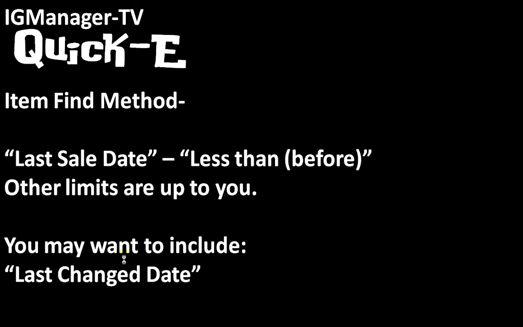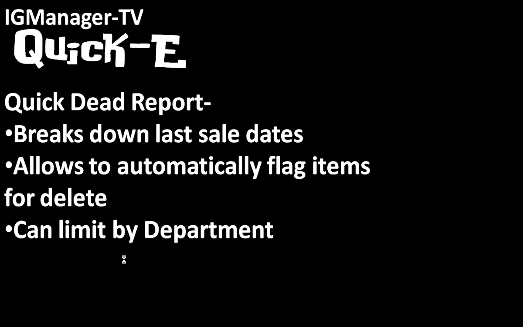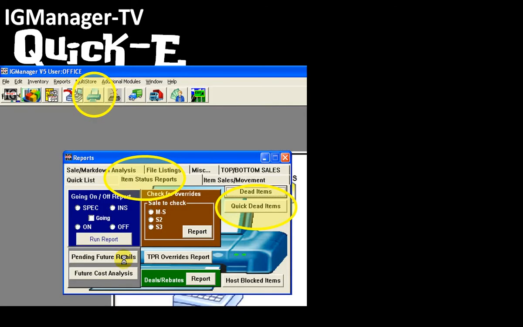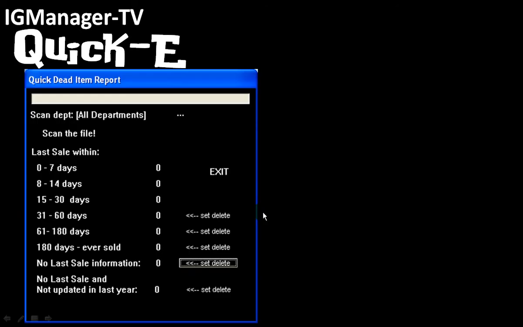Which leads me right into the last report that we have called Quick Dead Report. And I'm going to be bad and just read the screen to you. It breaks down the last sale dates. The neat thing about the Quick Dead Report is that this one doesn't let you look at the items, this one sets them to delete. And of course we can limit by department in this method. You get here the same way: Reports, Item Status Reports, this time to the quick dead items. You're going to get this lovely black screen.